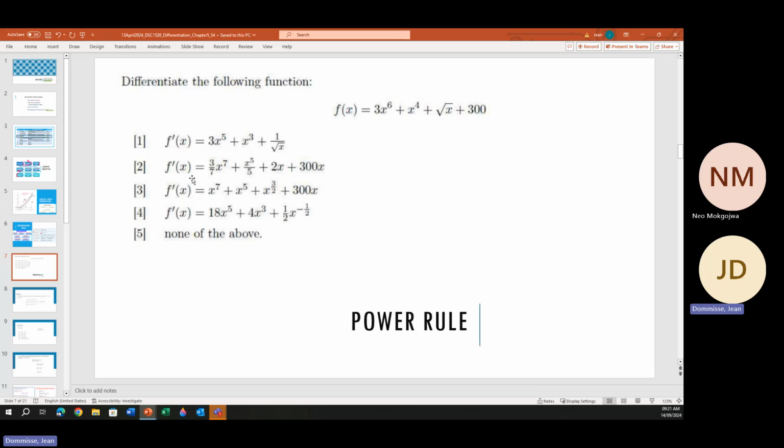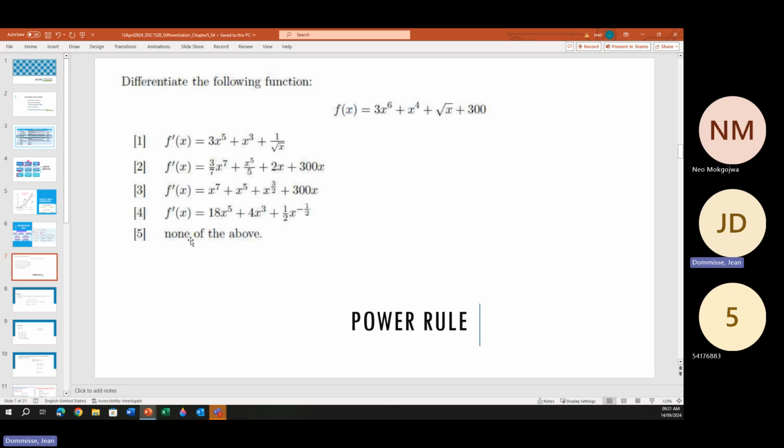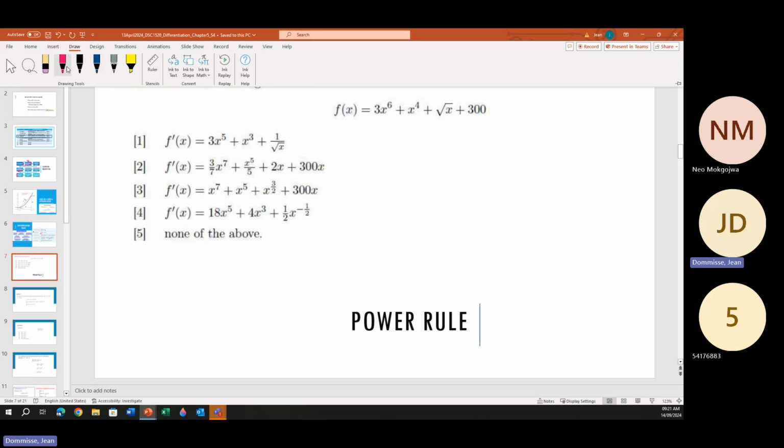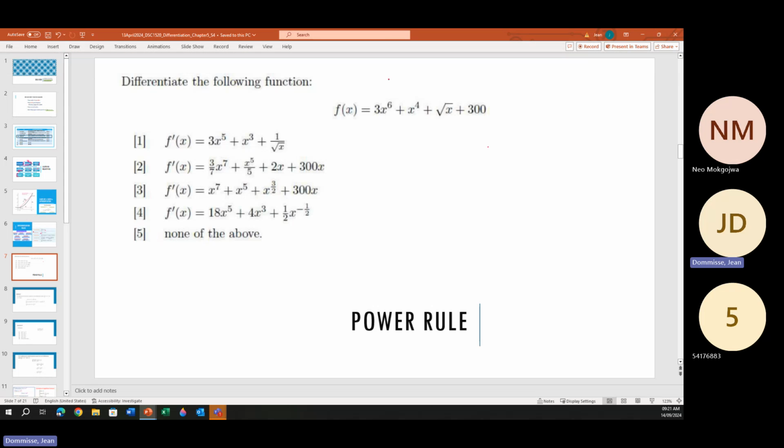So you sometimes just need some time to get to a bit more difficult questions, or questions that take more time. So let's look at this. Let's start from the left. We start differentiating. So the first one that we differentiate is the 3x to the power of 6.